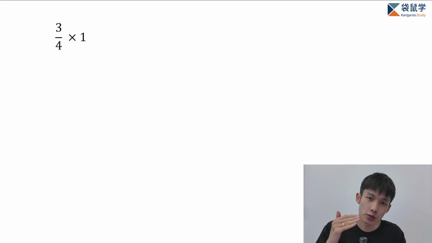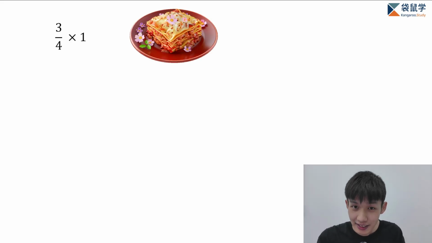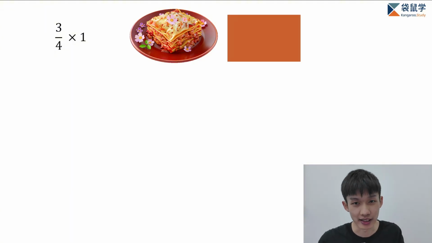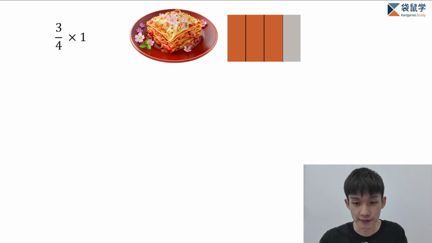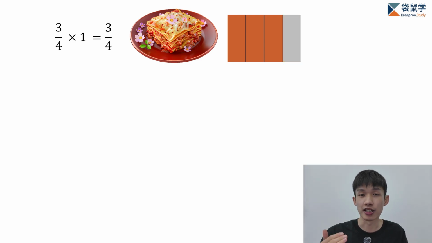We can imagine this one as one lasagna, and since it's in a rectangular shape, let's use a rectangle to represent it. Now, for this lasagna, we're taking 3/4 of it. That means I need to cut it into 4 parts, and we take 3 of them. And it is simply 3/4. And the 4 represents 4 parts for one lasagna.